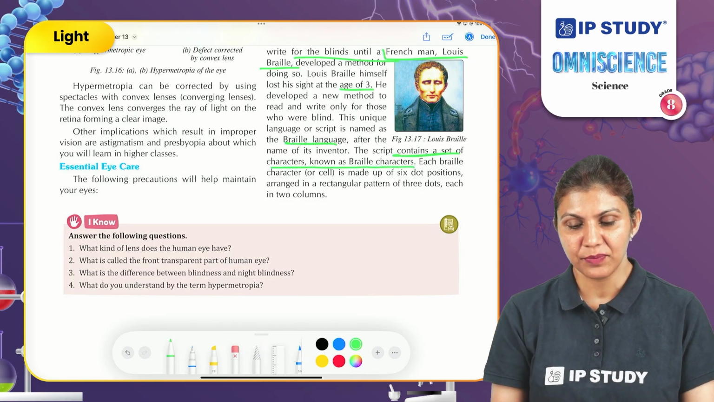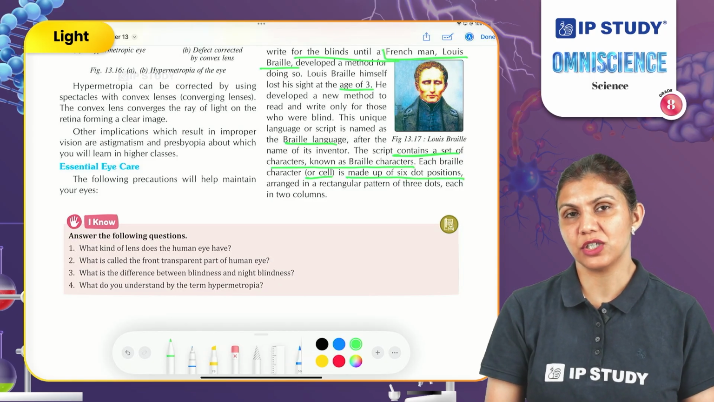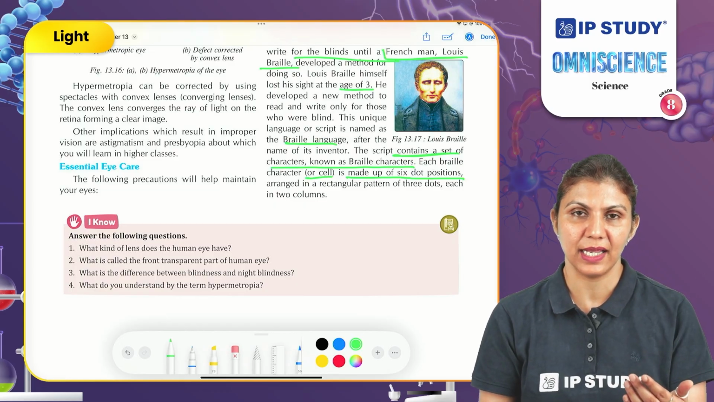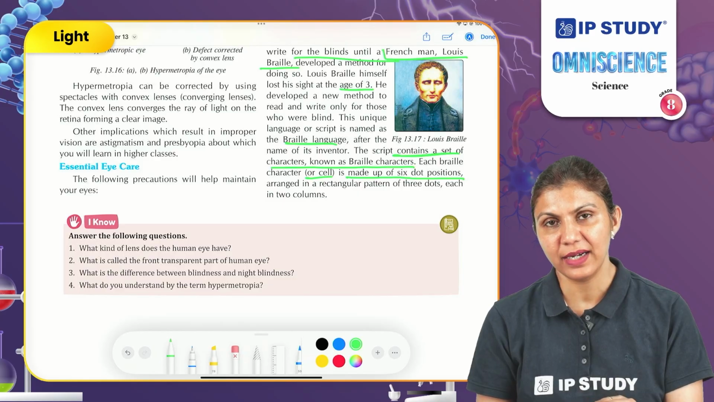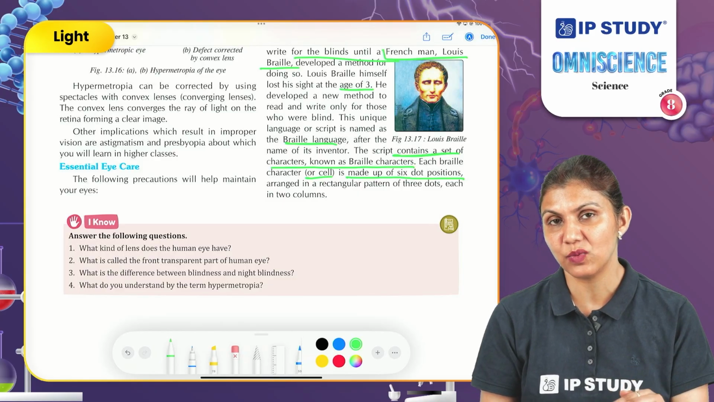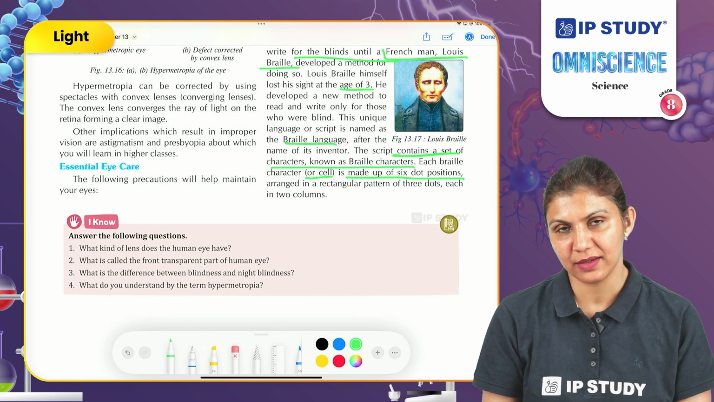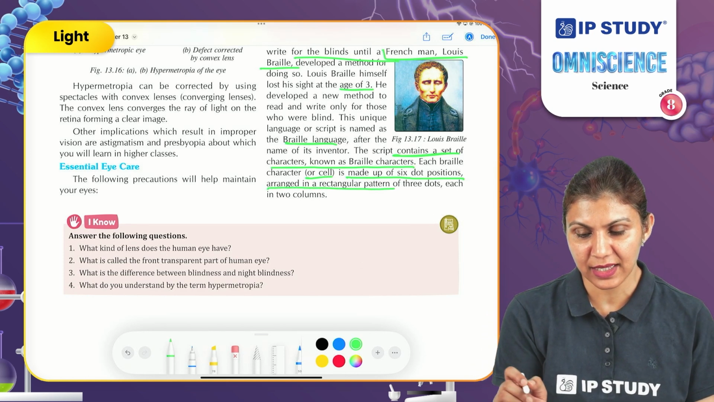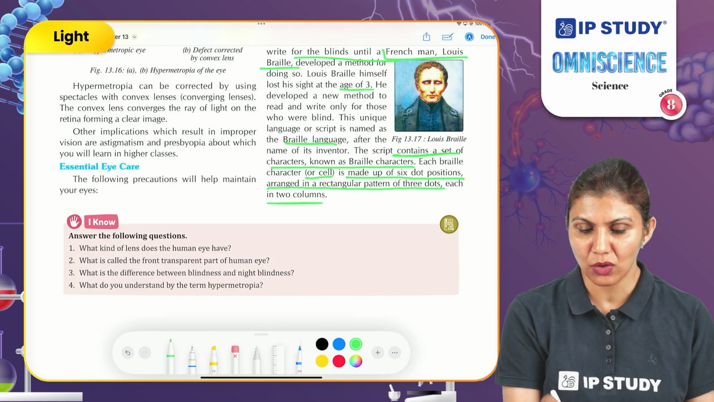Each Braille character is designed in a cell and is made up of 6 dot positions. These dots are arranged in a pattern and these are embossed on a cell. These embossed patterns can be identified and these are referred to as one sign, one alphabet, one letter or number. These are arranged in a rectangular cell of 3 dots each in 2 columns.